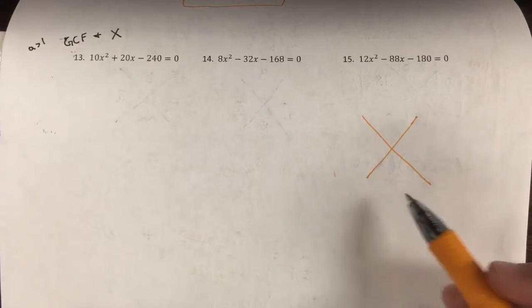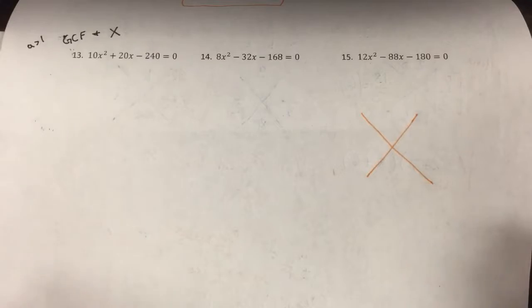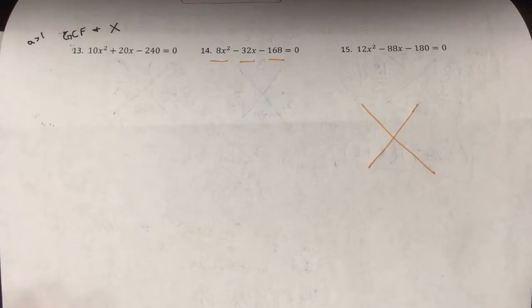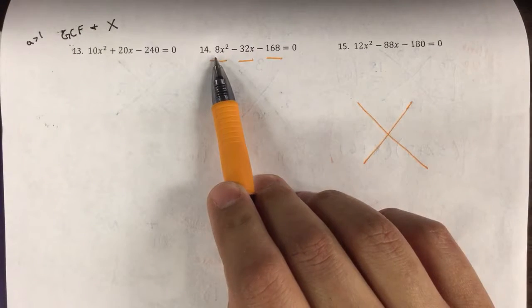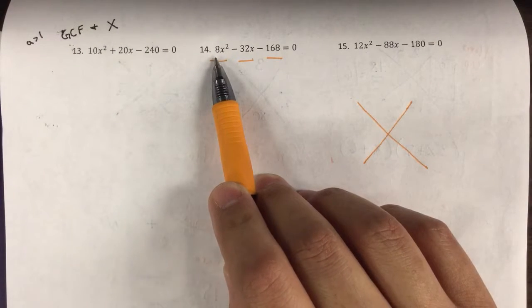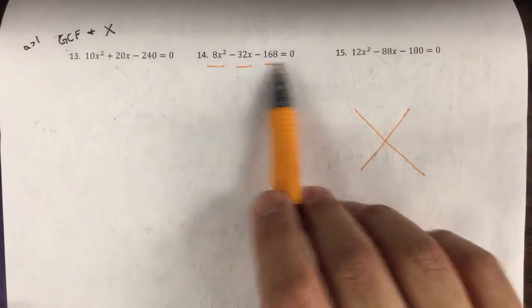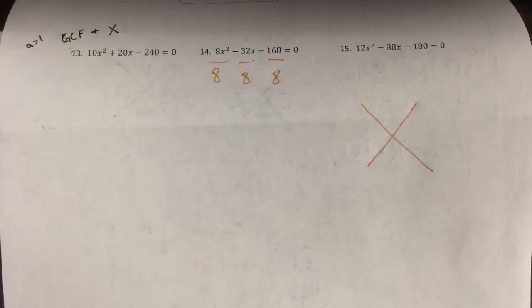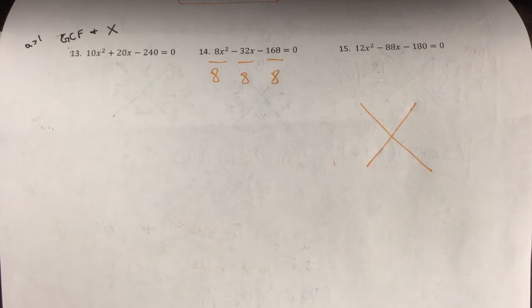But I don't want to do that because if you look close enough, each of these terms can be divided by a GCF. So what does 8, 32, and 168 have in common? Well, usually it's going to be that A term. Okay, it's going to have to be 2, 4, 8. And in this case, it's actually going to be 8. Okay, so we divide all those terms by 8.